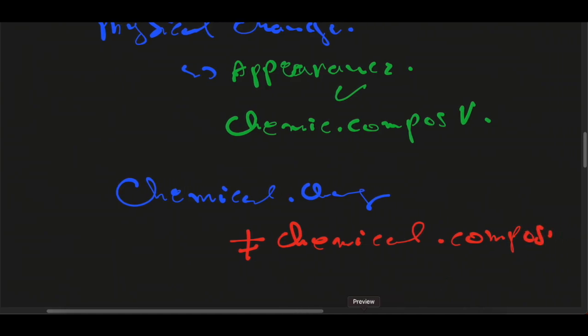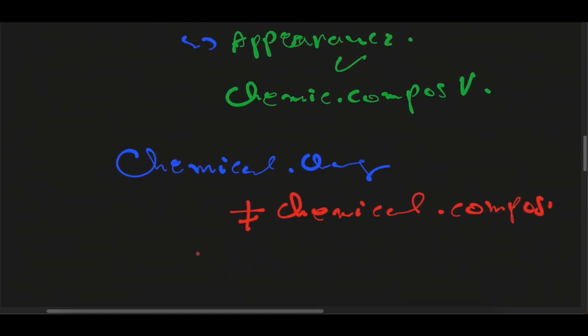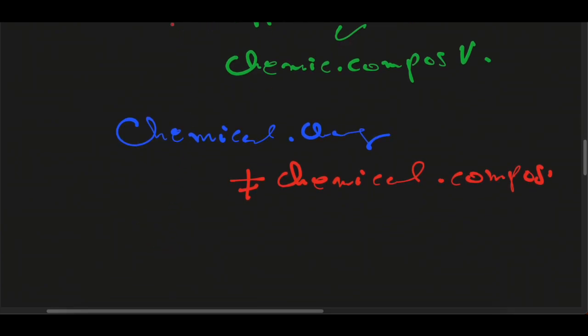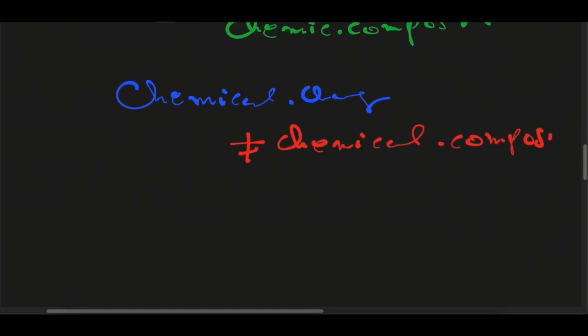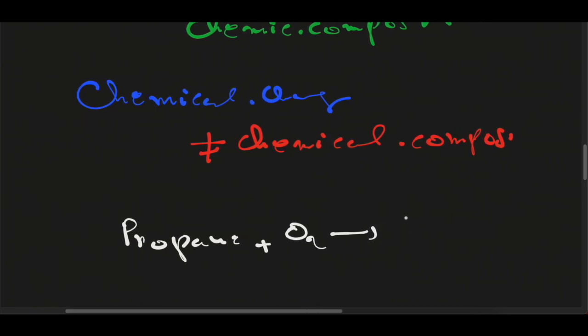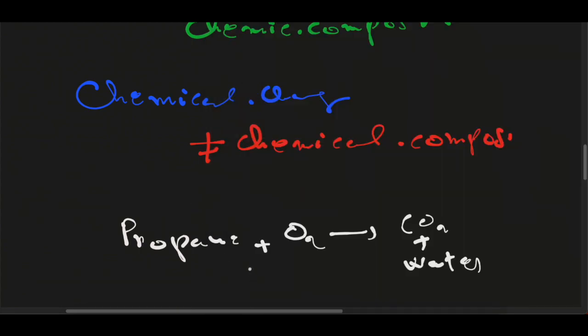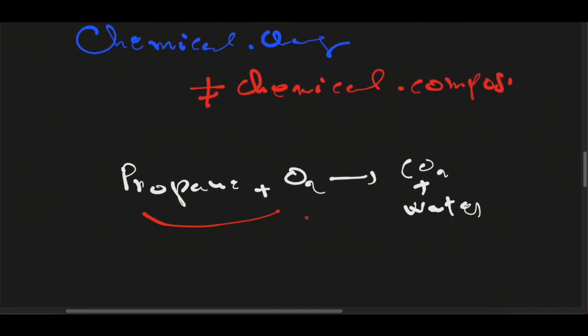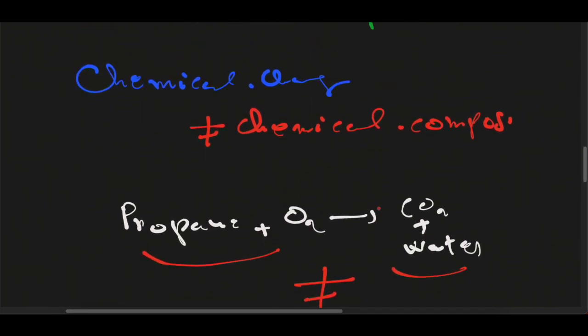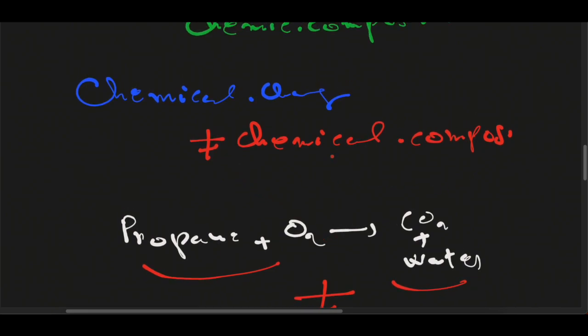For example, if we burn a gas, say propane gas or butane gas, in the presence of oxygen we make carbon dioxide and water. So burning a gas will give water and carbon dioxide, and we can see here that the beginning materials and the ending materials are different. So we have a variation in chemical composition.